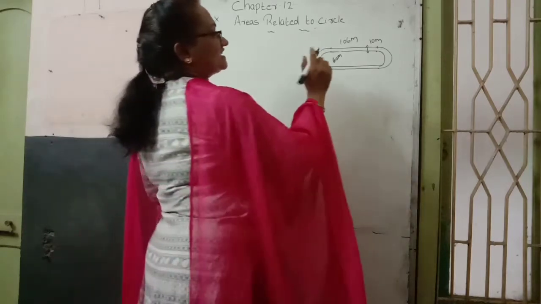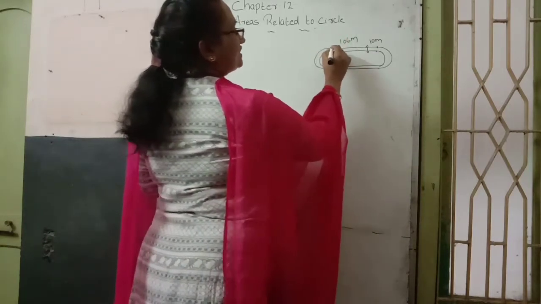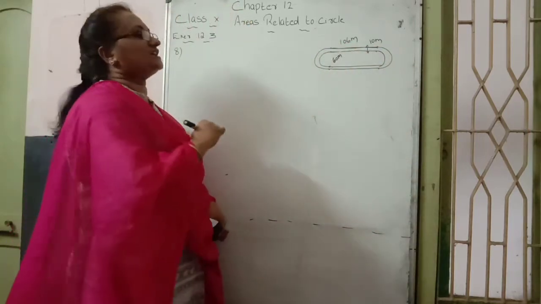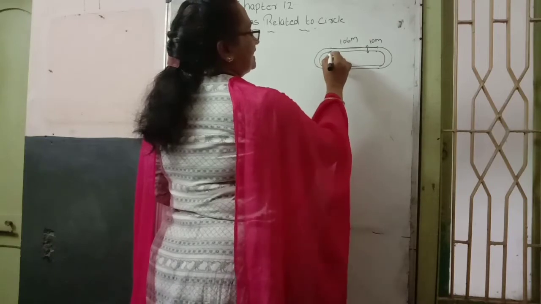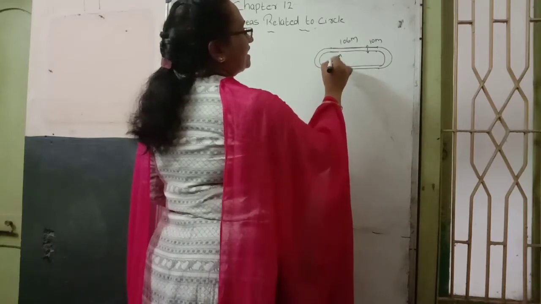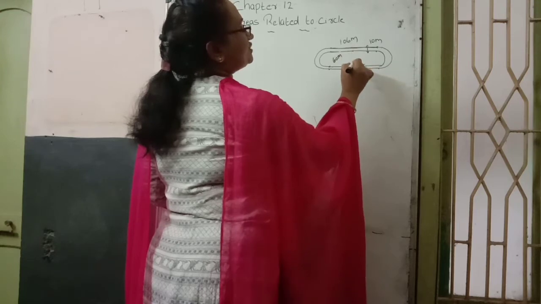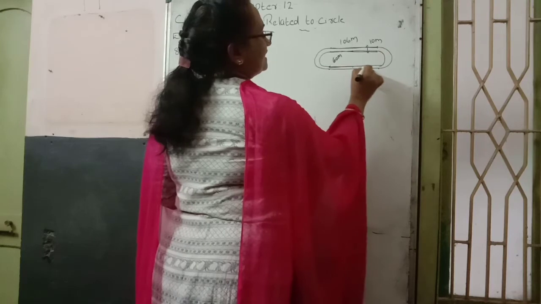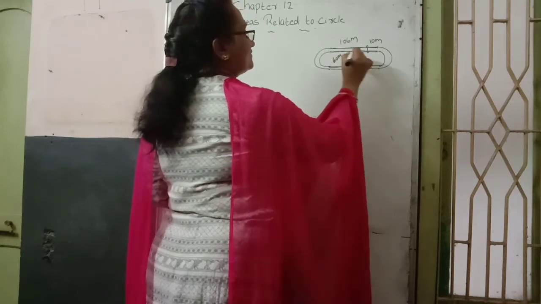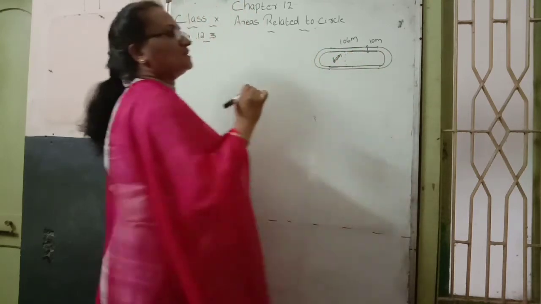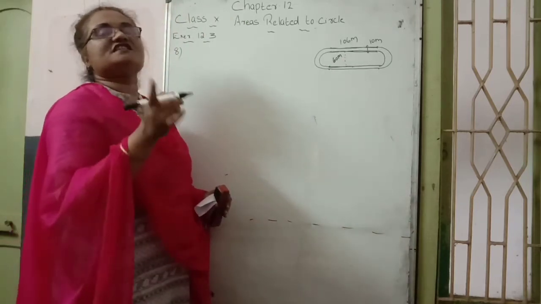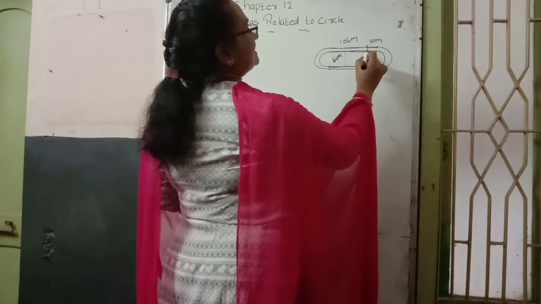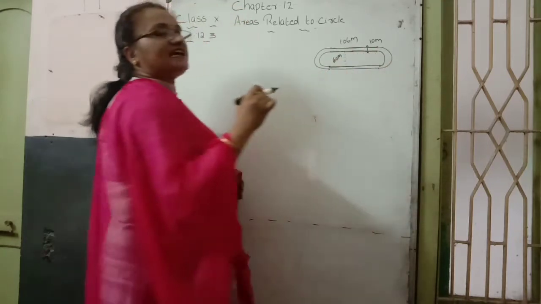The length of the track is given as 106 meters. Here is the distance between these two inner parallel lines. Which are the parallel lines? This and this are the parallel lines. The distance between the two parallel lines is given as 60 meters, and the width between the outer and inner track is given as 10 meters.